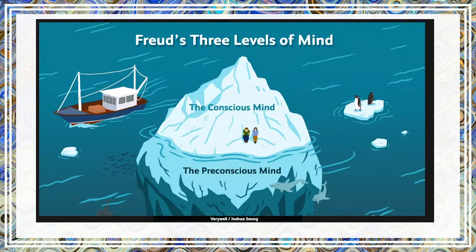Very often, we can see Freud's three levels of mind as an iceberg. Here you can see the conscious mind and preconscious, and the unconscious is down there. We will see it later. It's a very famous Freud theory. In Russian the name is pronounced differently, but in English it's Freud, but it's the same person, of course.